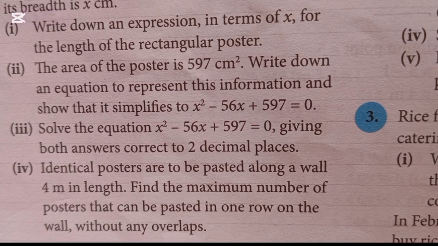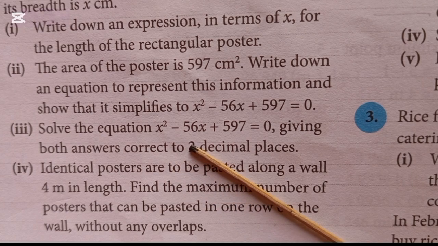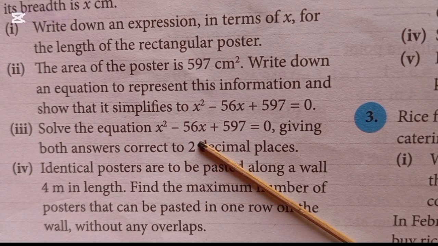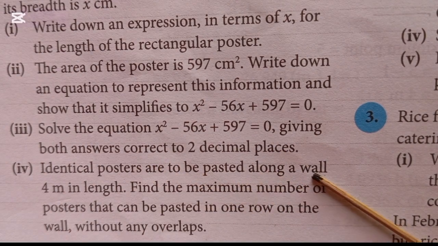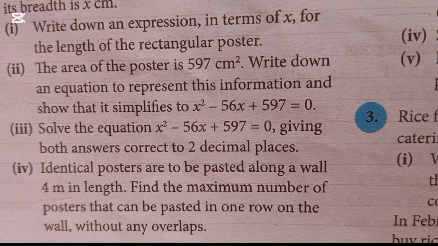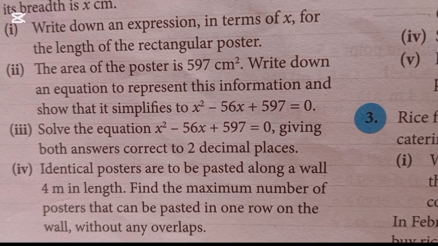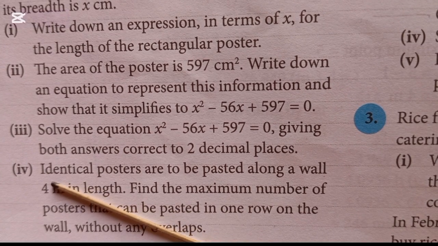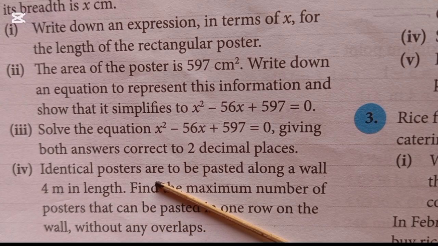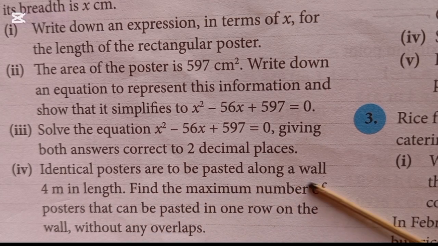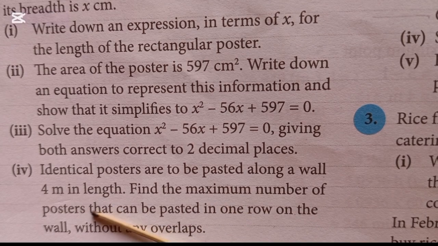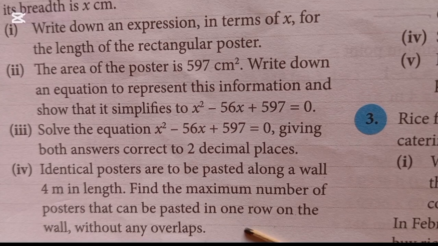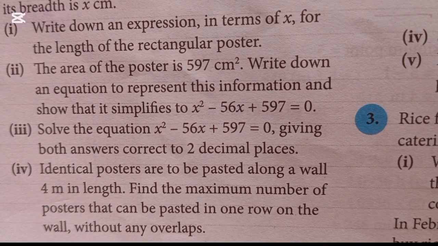Now the third part of the question, solve the equation, this one, x square minus 56x plus 597 equal to 0, giving your answer correct to 2 decimal places. We will solve it using the quadratic formula. Then the fourth part of the same question, identify the posters are to be pasted along a wall 4 meters in length. Find the maximum number of the posters that can be pasted on one row on the wall without any overlaps.